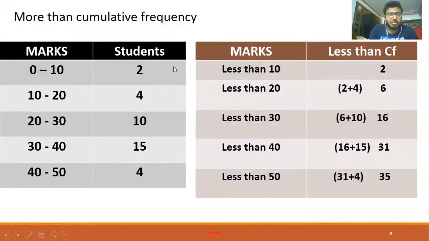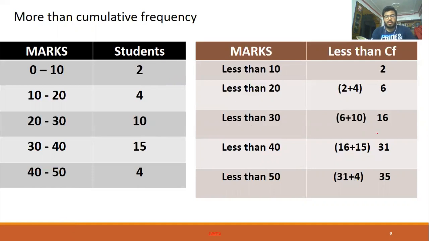Now less than, remember one thing, that you have to add all the frequencies. So first में 2 होएगा, फिर 2 + 4, that is 6, then 4 + 10, 16, then 16 + 15, that is 31, then 31 + 4. So that is how you are getting.